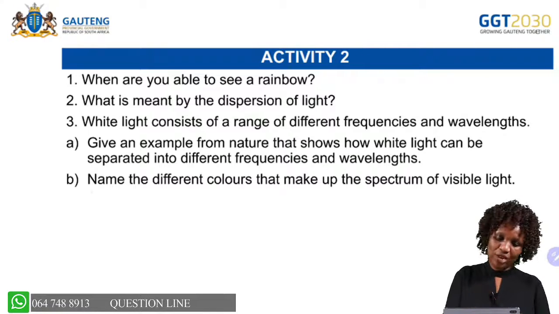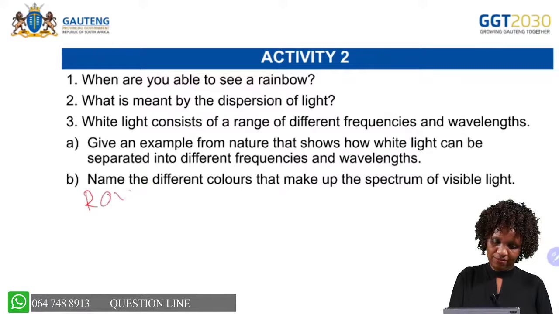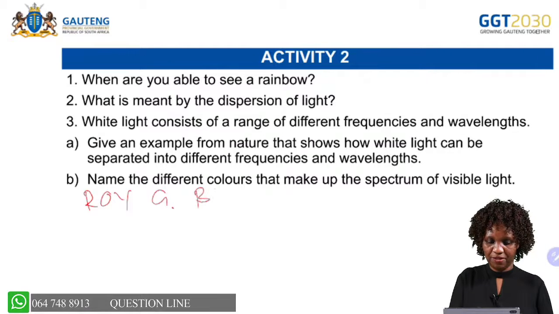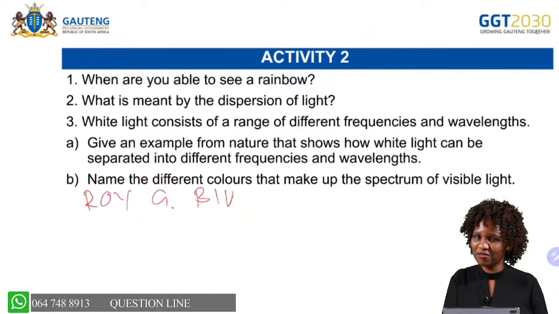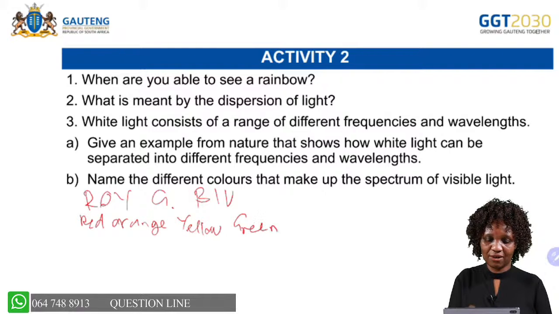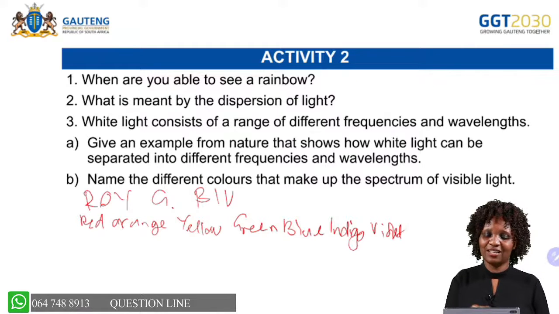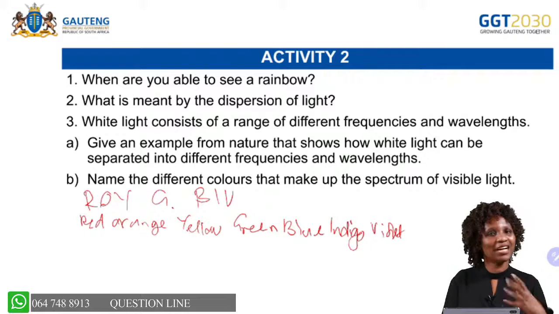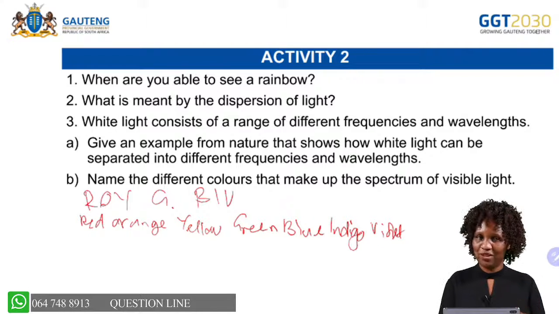All right, we are going to write ROY G BIV. All right, what am I saying? ROY G BIV. R is standing for red, O for orange, then yellow, then green, then blue, and then indigo, and finally violet. All right, these are the different colors that make up the spectrum of visible light.